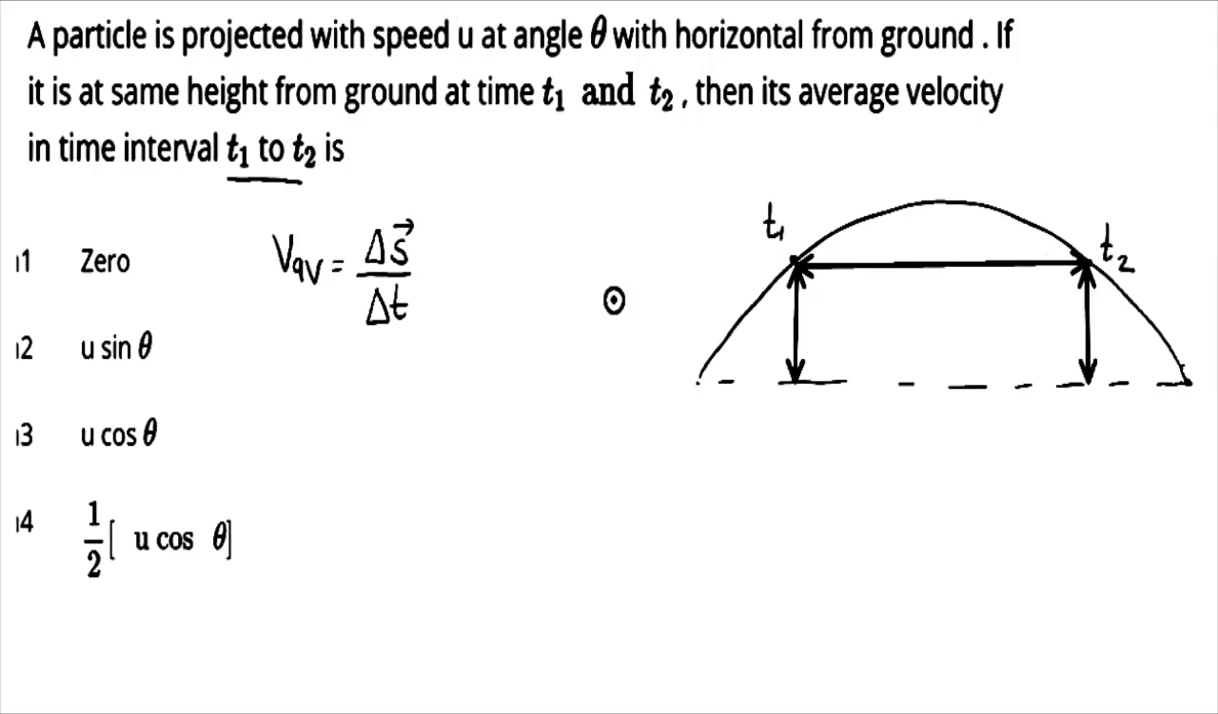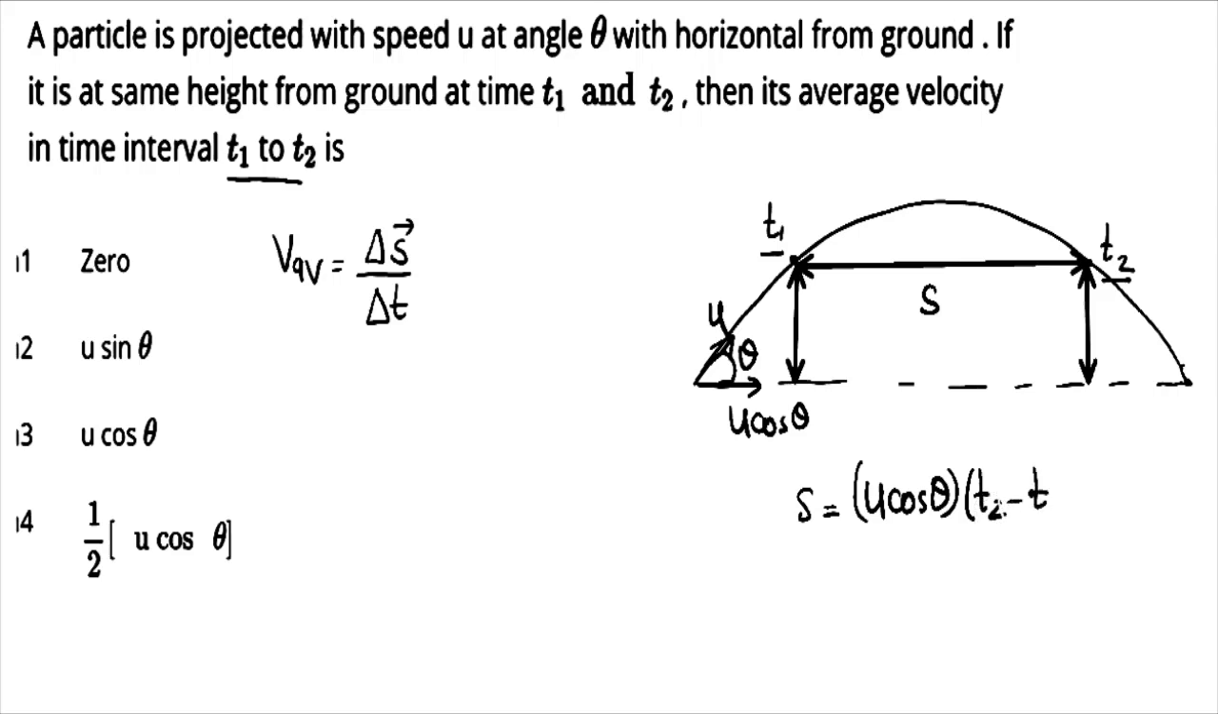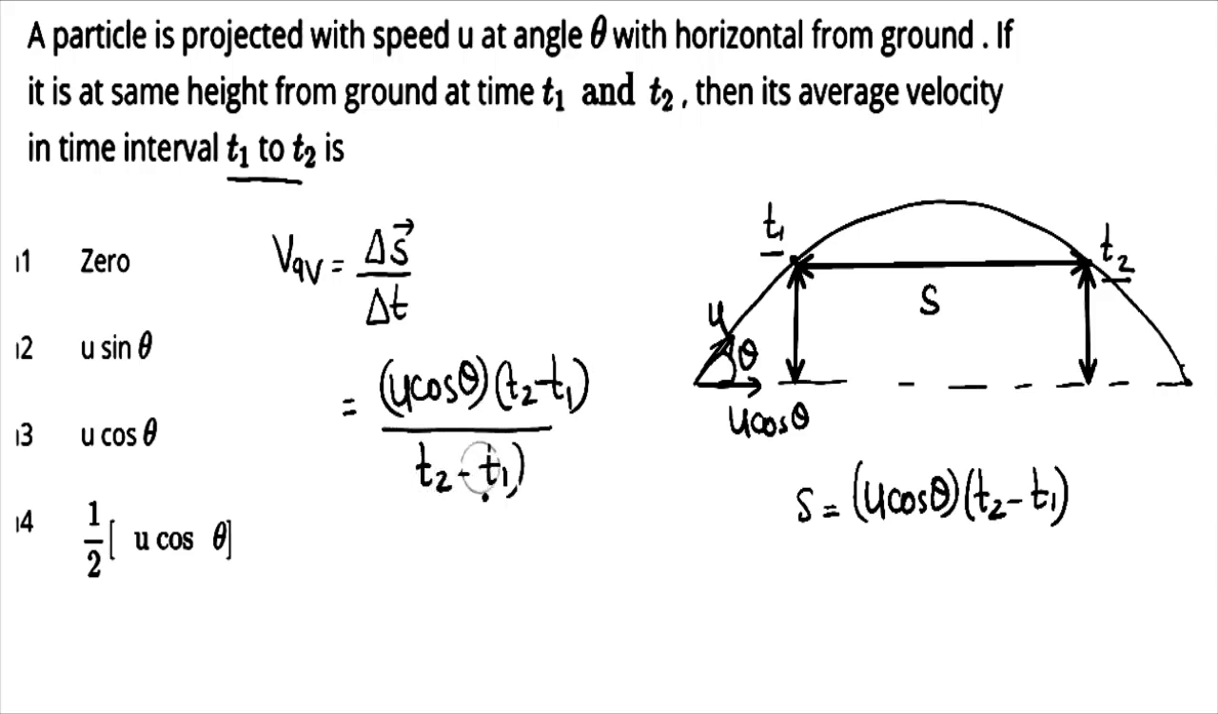t2 can be found as follows. We know that the velocity u is at an angle theta, hence the x direction velocity remains the same. So the distance covered by this projectile in the x direction in this time interval is s equals u cos theta times the time interval, which is t2 minus t1. So this is equal to u cos theta into t2 minus t1, and delta t is the time interval which is equal to t2 minus t1.